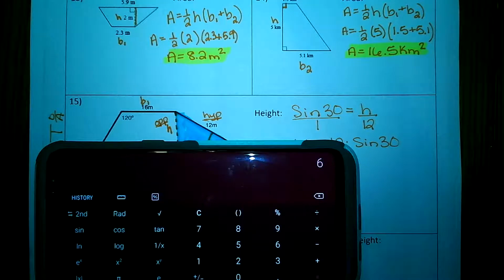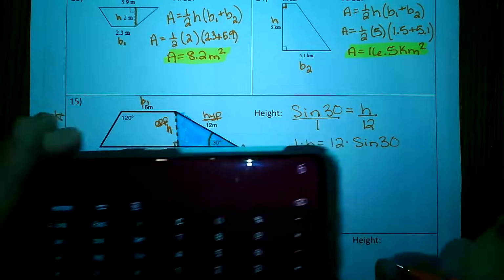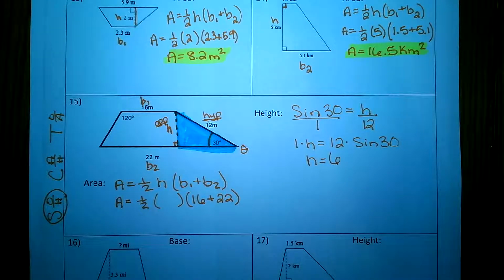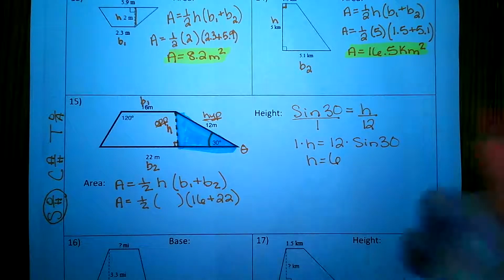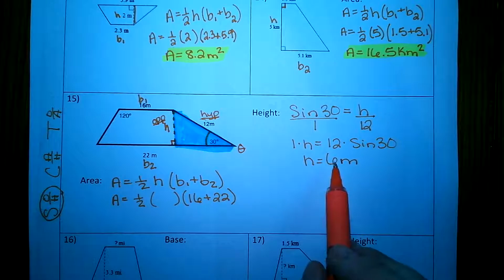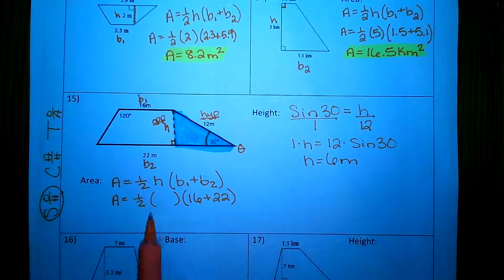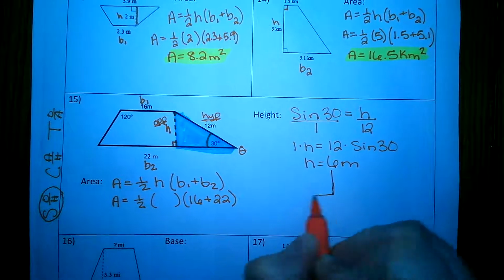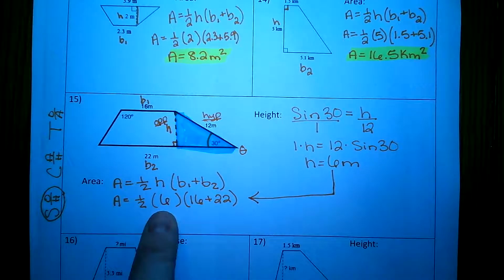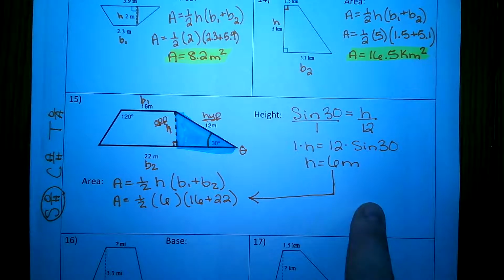And I get 6. So the height of this trapezoid is 6. Now I've got to take that, 6 meters, because everything in this picture is measured in meters, and bring it all the way over here into the area formula. So this 6 came from our work with trig. Now I can finish it out.